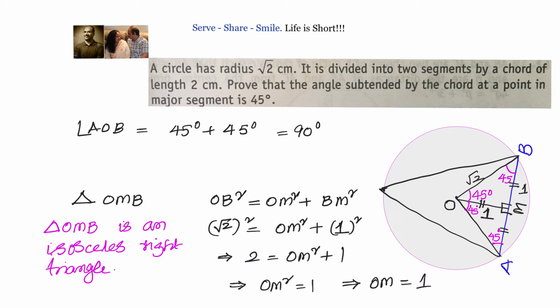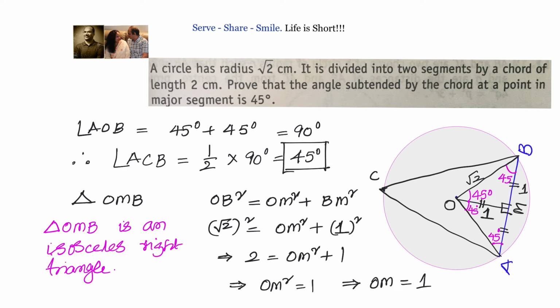So what we need to find out is the angle made by the chord at any point on the major segment. This is minor segment, this is major segment. Now the theorem we know says that if this angle is 90 degrees, then the angle on major segment is half of 90, which is equal to 45 degrees. So we can write down our last step. Therefore, angle ACB is equal to half of 90 degrees, which is equal to 45 degrees.